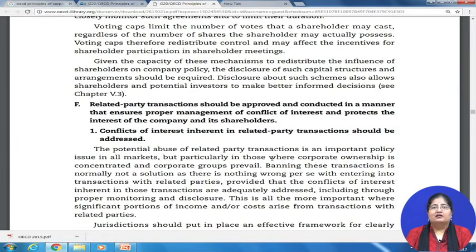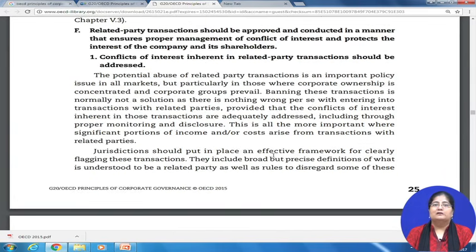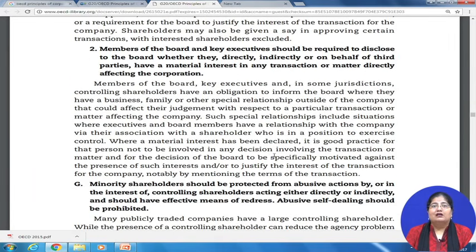Related party transactions should be approved and conducted in a manner that ensures proper management of conflict of interest and protects the interests of the company and its shareholders. Under this, conflicts of interest inherent in related party transactions should be addressed. Members of the board and key executives should be required to disclose to the board whether they directly or indirectly or on behalf of third parties have a material interest in any transaction or matter directly affecting the corporation.